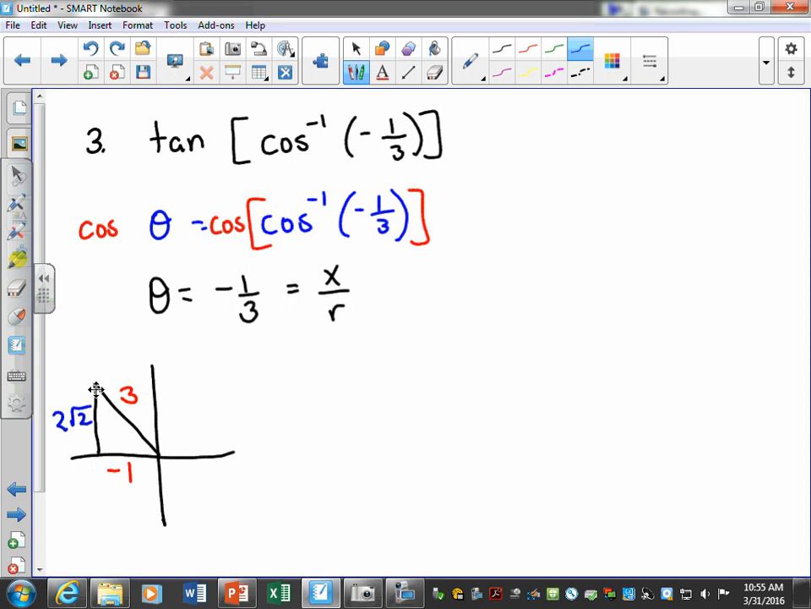Okay, now the last thing we want to know is what is the tangent of that particular theta on the graph. So tangent of theta is defined by your y value over your x, or your sine over your cosine. In this case, we're going to do our y over x. What's our y value? Here, 2 square root of 2. And what is our x value? Negative 1. So the tan theta is just going to be negative 2 square root of 2.